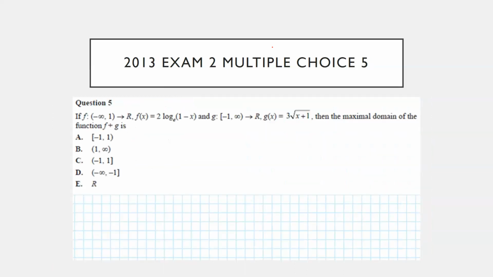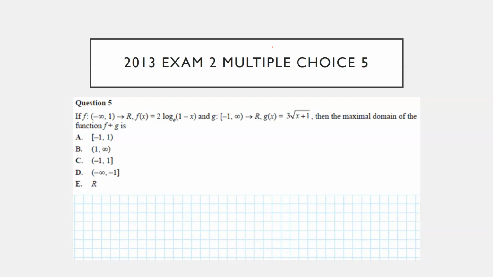The next question comes from the 2013 Exam 2, Multiple Choice Question 5. Here we have two functions, f, which has a domain of negative infinity to 1, and the rule is 2 log e 1 minus x, and g, which has a domain of negative 1 to infinity, and the rule is 3 square root of x plus 1. And we've been asked what the maximal domain is of the function f plus g.